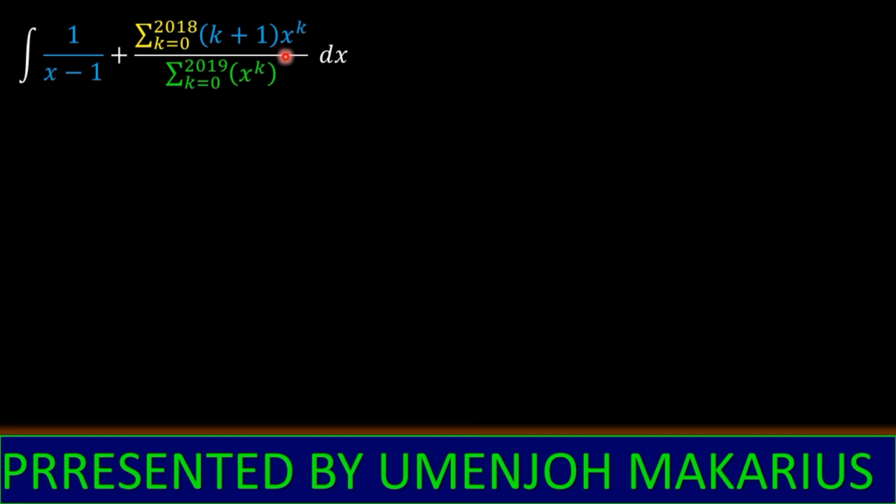Okay, so guys, if we let u be the series as k goes from 0 to 2019 of x to the power k, keep in mind that this is a finite sum and not an infinite sum. So the series as k goes from 0 to 2019 of x to the power k means that k starts from 0, plus when k is 1, and so on and so forth up to 2019.